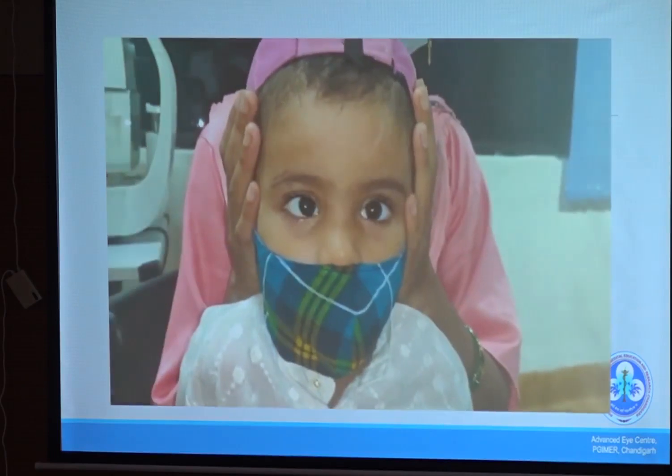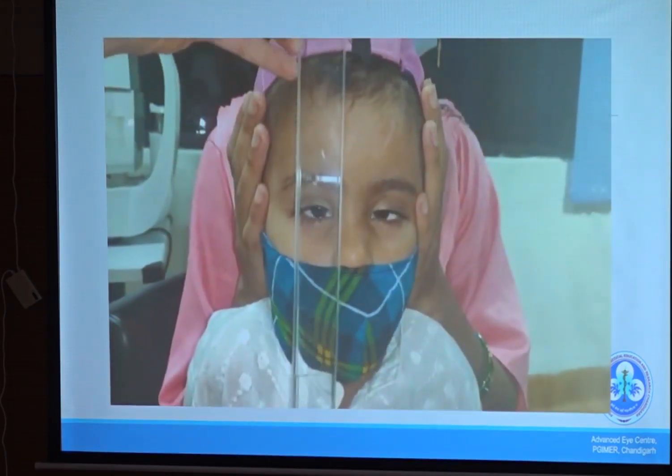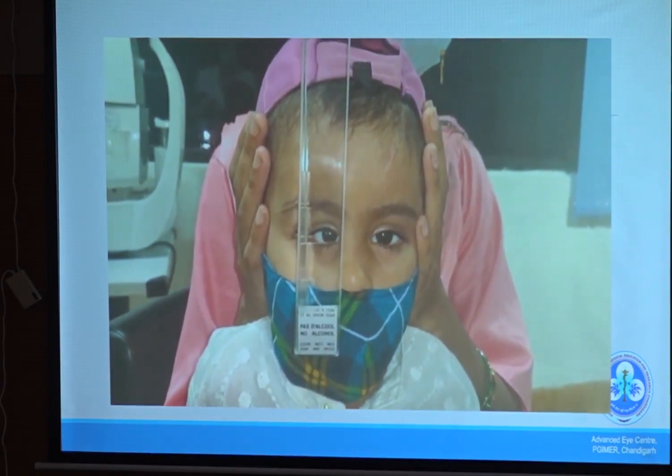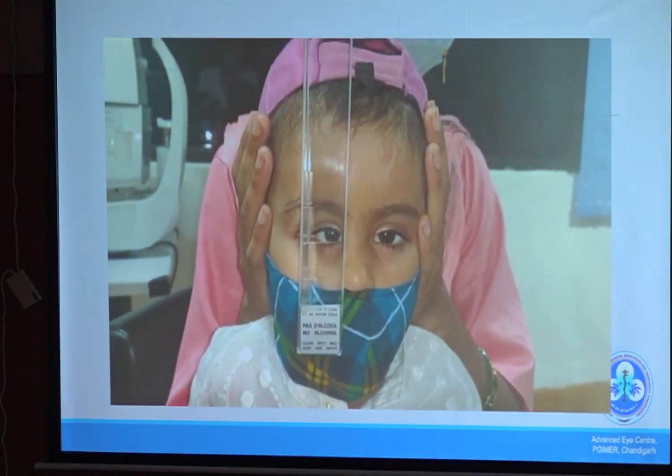In children, sometimes it's difficult to do an alternate cover test with prisms, so you just keep on increasing prisms till you see the reflex is symmetrical. It's a Krimsky test. You're not doing an alternate cover, you're just increasing the prism power till you see that the reflex in both eyes is falling symmetrically. So that will give you an end point of your deviation.